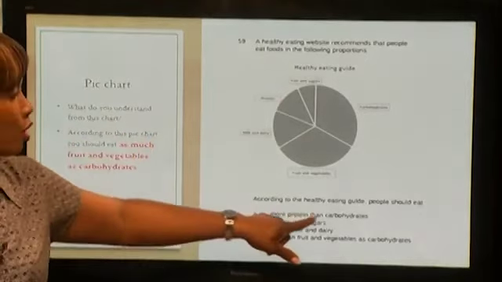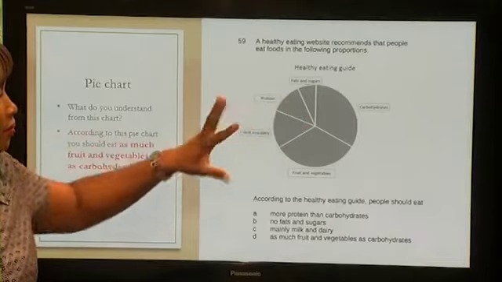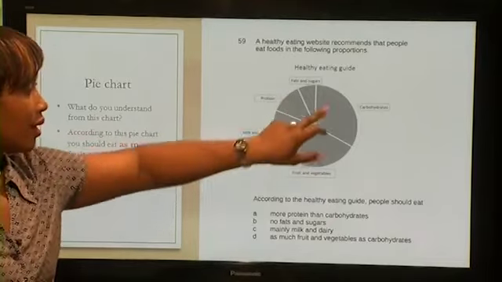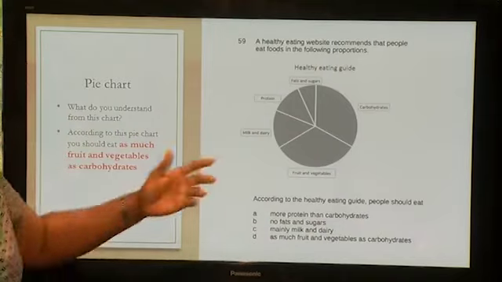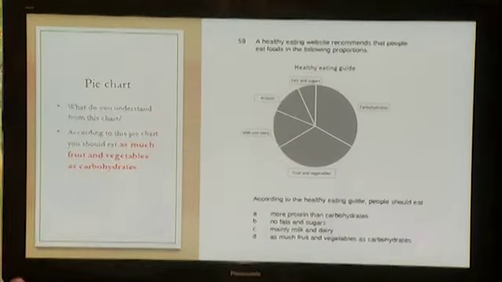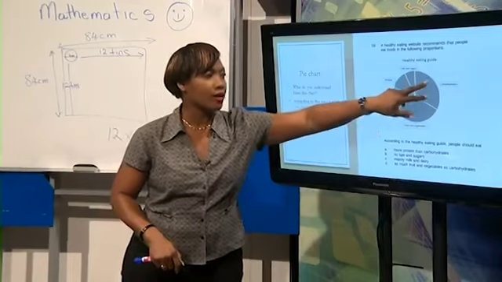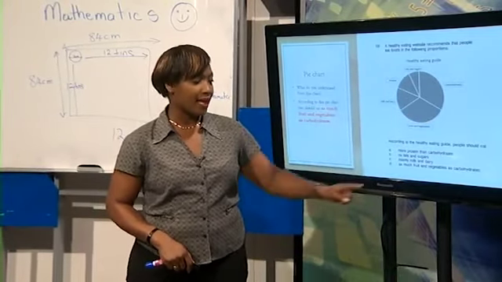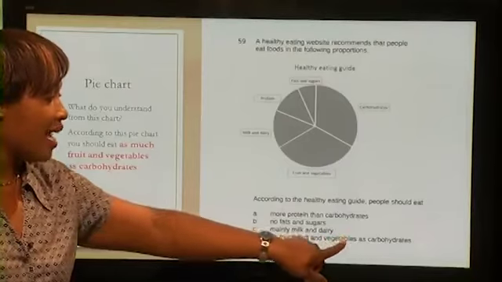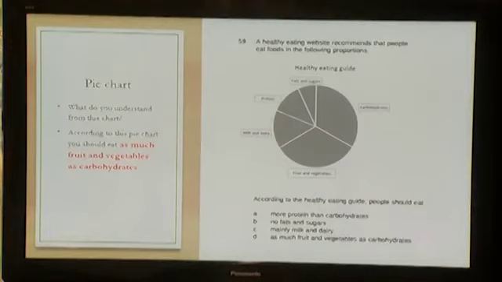The options are: more protein than carbohydrates. Look at the portion. The protein section is smaller than that of the carbohydrates. And no fats and sugar? That's not true. They gave you a section for the fats and sugars, mainly milk and dairy. That's also not true, because these sections would have been larger than the milk and dairy. So it can't be mainly that. So: as many fruits and vegetables as carbohydrates, because the portion is pretty much the same.